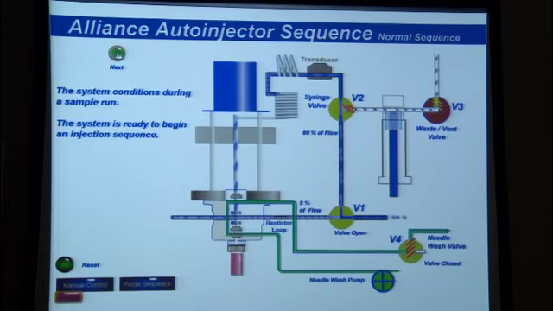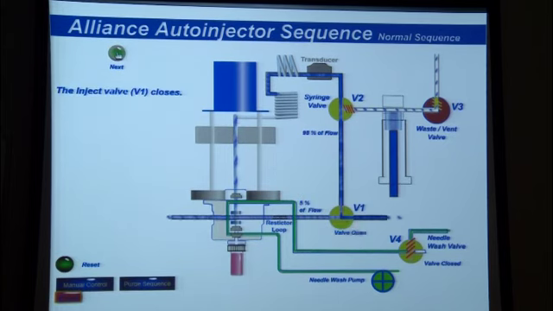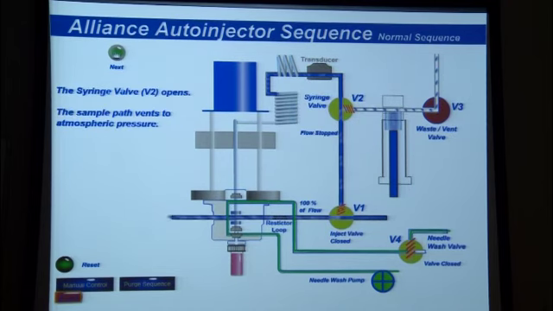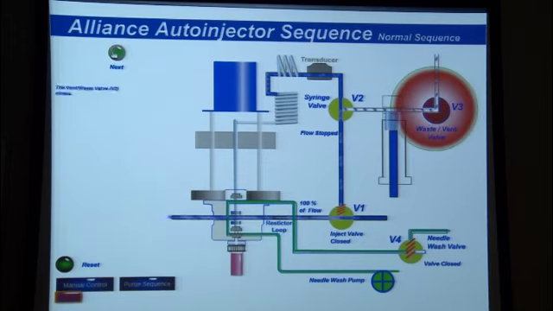When the machine is told to make an injection, first step, valve 1 closes. Next step, the port in the needle is lowered into the seal. Now the sample loop is isolated from the system, but it's still at system pressure. Since we're going to draw a sample at ambient pressure, we need to vent the pressure out of the sample loop. So valve 3 opens, and when valve 2 opens, the pressure inside the sample loop vents to waste. Then valve 3 closes.